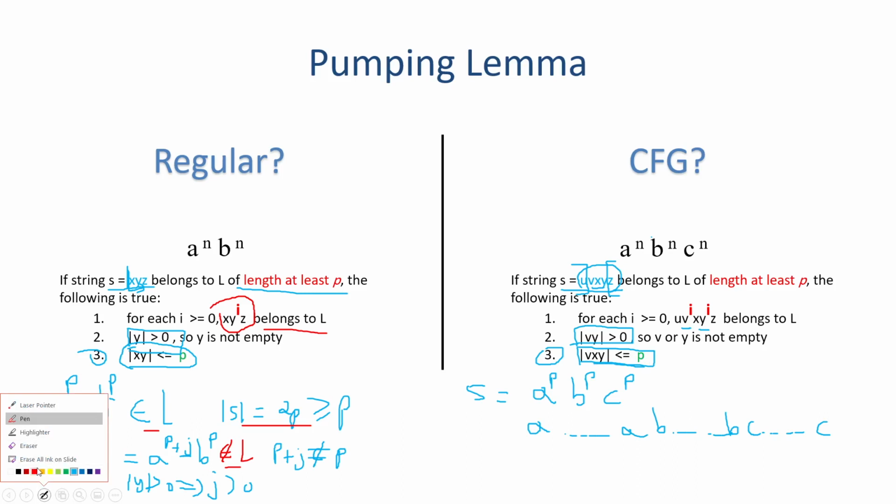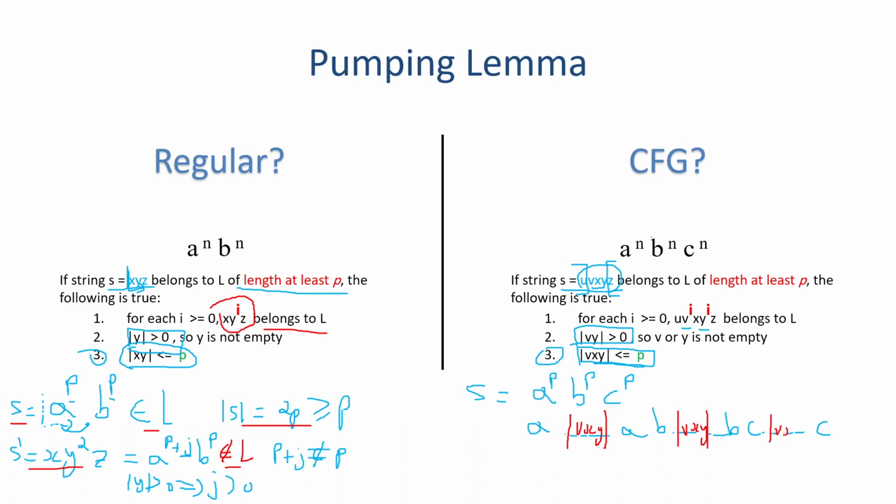So VXY could be contained all here in the A part. It could be contained all in the B part. Again, because U is at the beginning and Z is at the end, VXY can be anywhere. And it could be here, all in C. Now the other part is, VXY could actually start from the A zone and end in the B zone too. Or it can start in some B zone and end in the C zone.